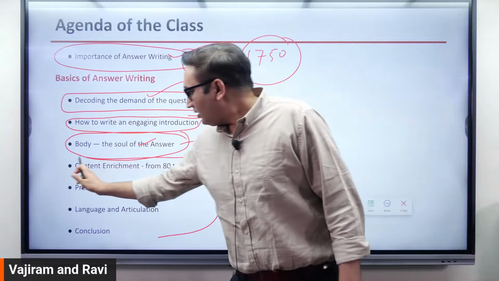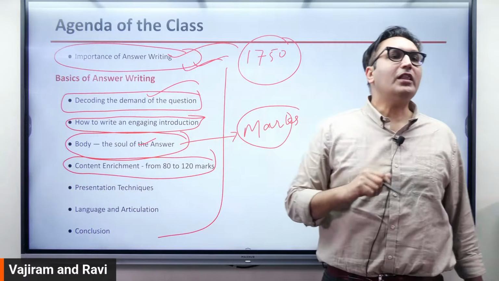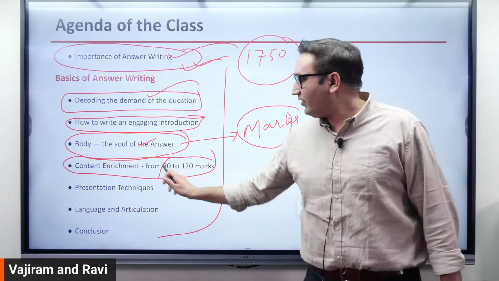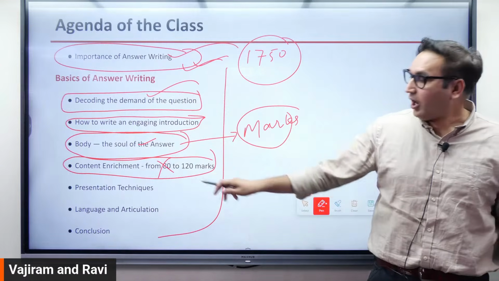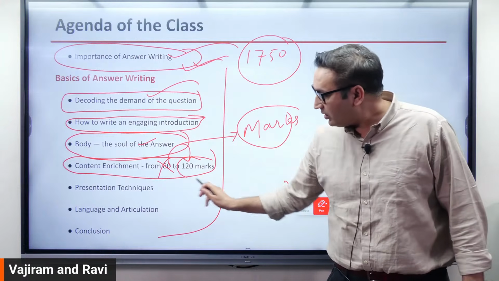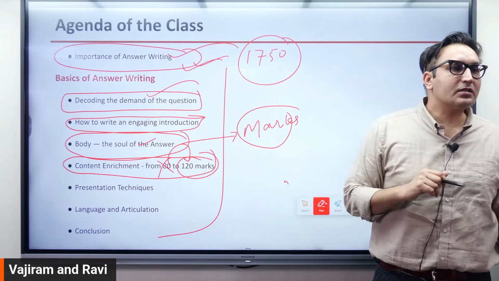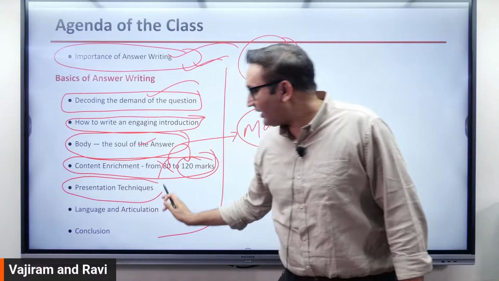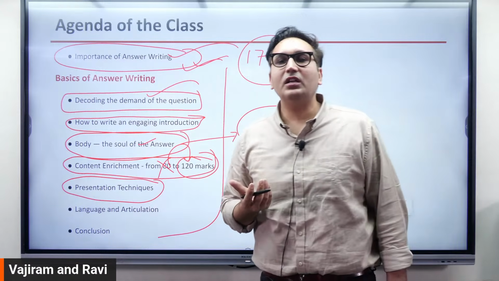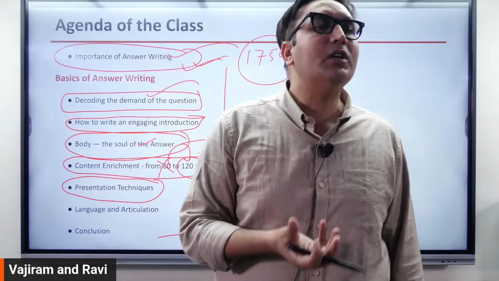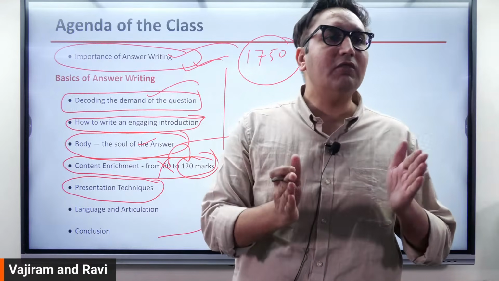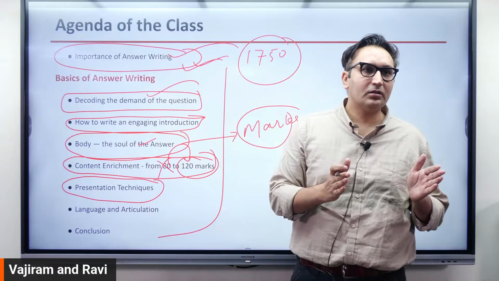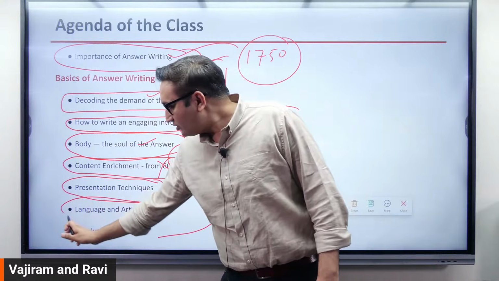And then content enrichment is also needed. Value addition is also needed. Answer without value addition, copy will fetch only 80 marks. And how to take that 80 and make it into 120 marks, we will also discuss that, right? Then we will be discussing some presentation techniques. What are those techniques where you can fit in more material, more content within the given 2 pages or 1 page only, right? And then language is also important.